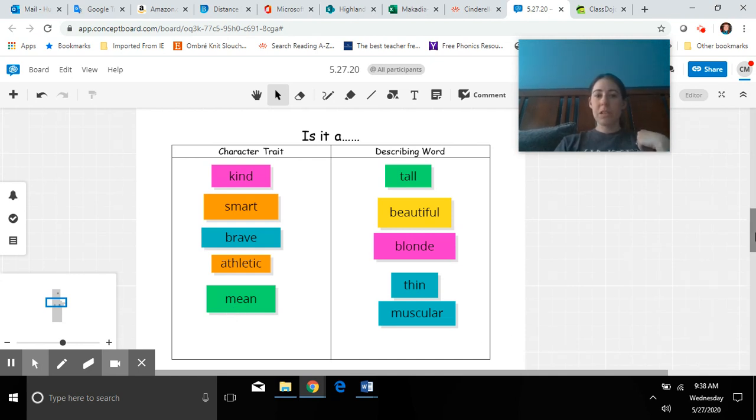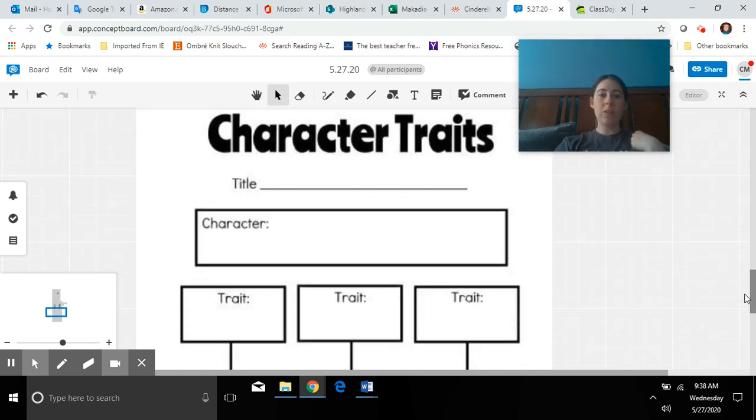All right, so remember, a character trait is what a person is like on the inside. It's how we can describe what they are like, okay? Okay.